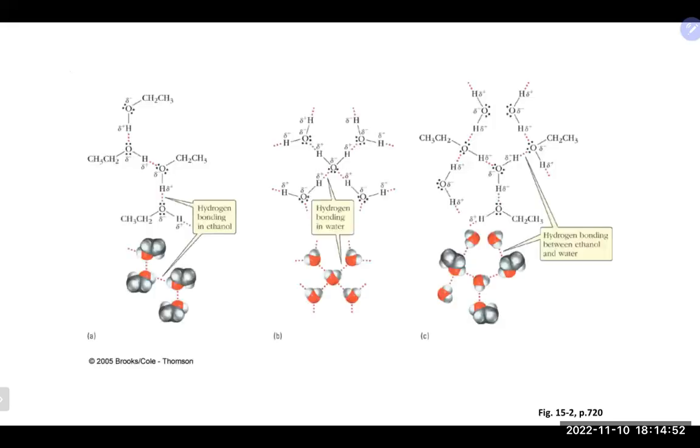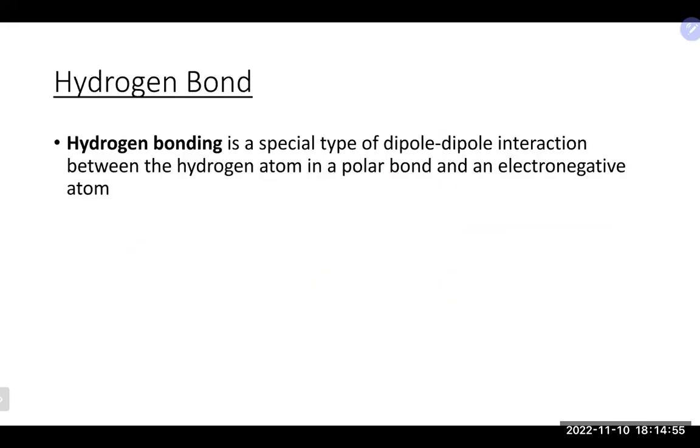A special type of dipole interaction is hydrogen bonding. This really is under the dipole umbrella, if you will. Hydrogen bonding is an interaction between a hydrogen atom in a polar bond and an electronegative atom like nitrogen, oxygen, or fluorine. So in order for hydrogen bonding to occur, you pretty much need a hydrogen that's bonded to either nitrogen, oxygen, or fluorine in the molecule.